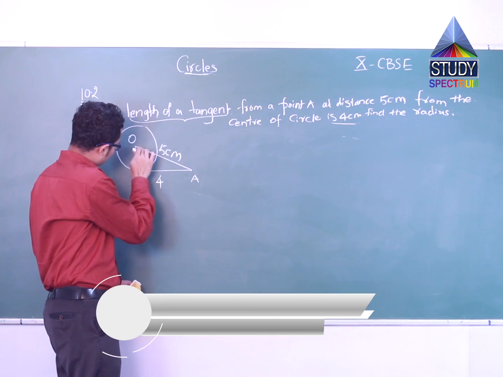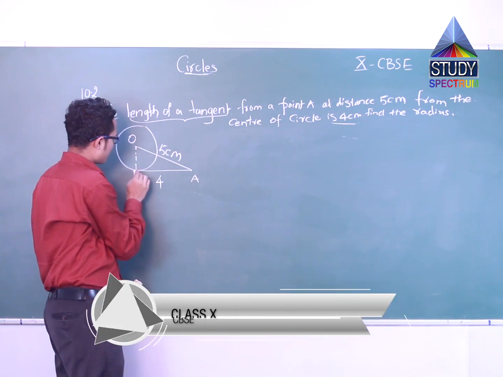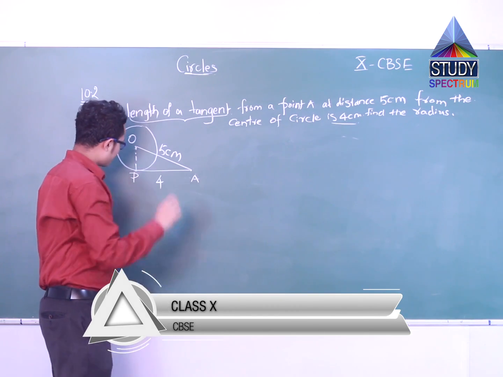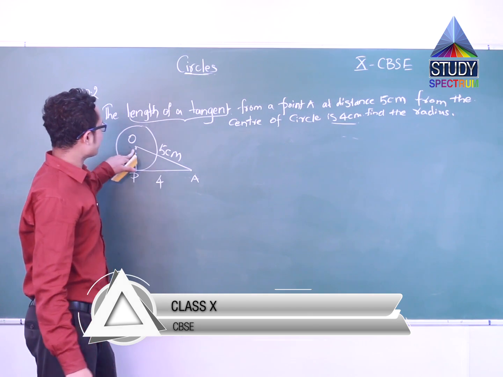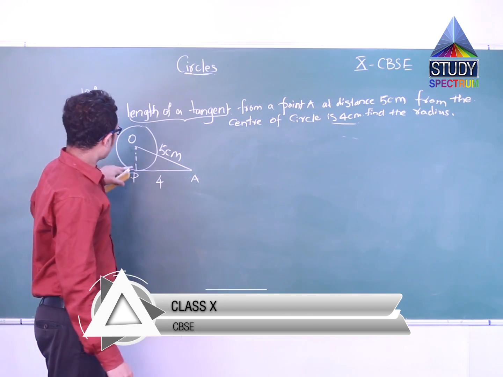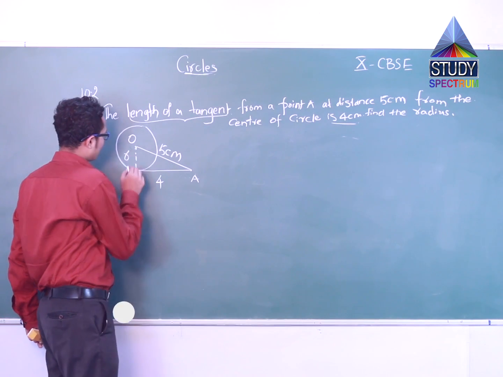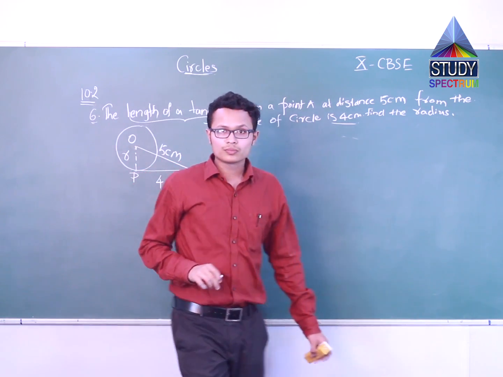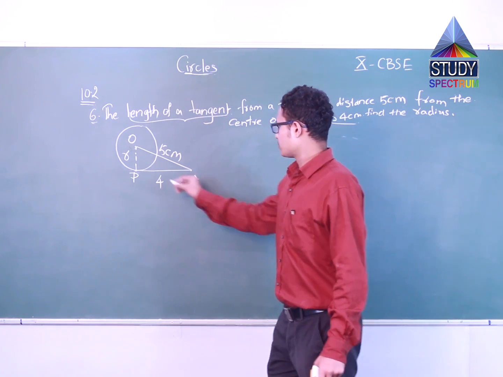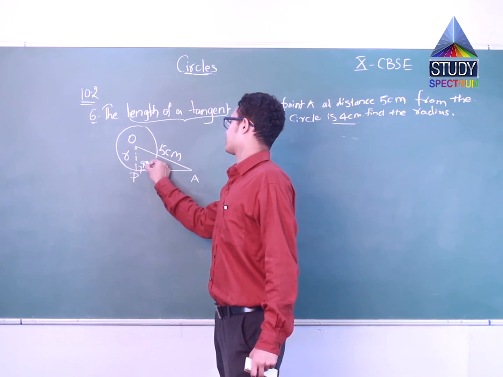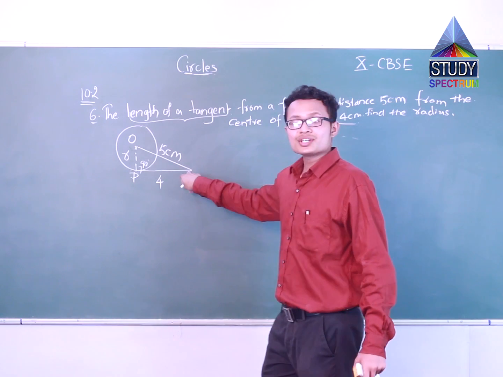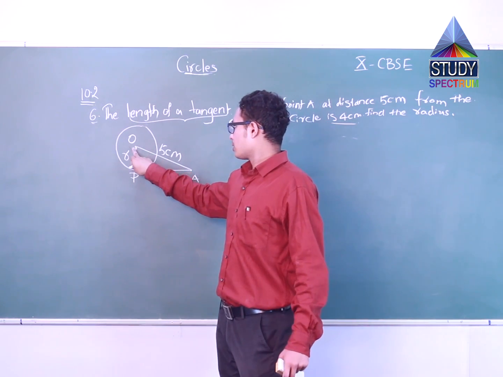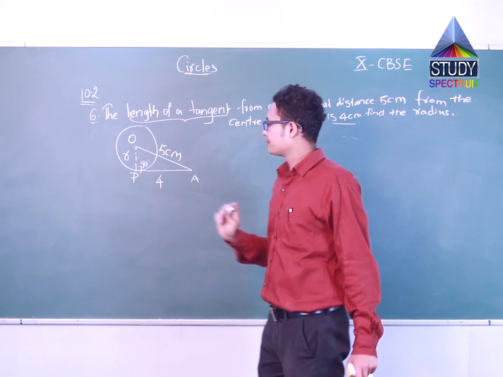Join these 2 points and indicate this by letter O, P. Now you have to find out radius OP. Let me indicate by symbol R for radius. Now from theorem 10.1, this forms right angles, 90 degrees. That is, tangent meeting the radius is at right angles.